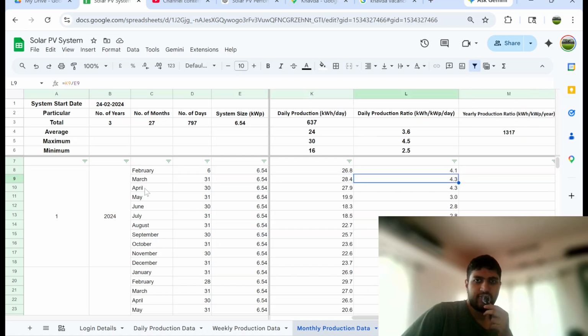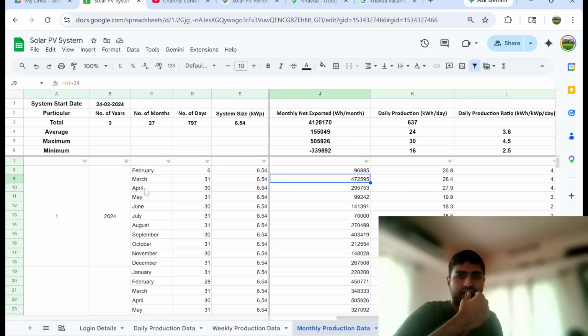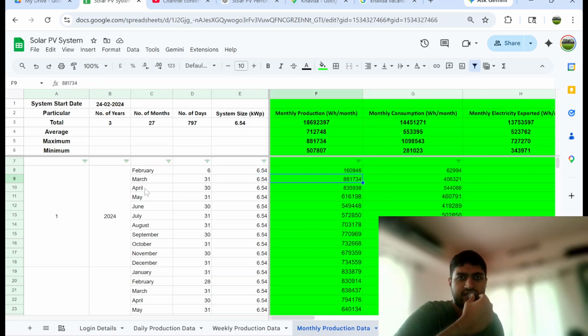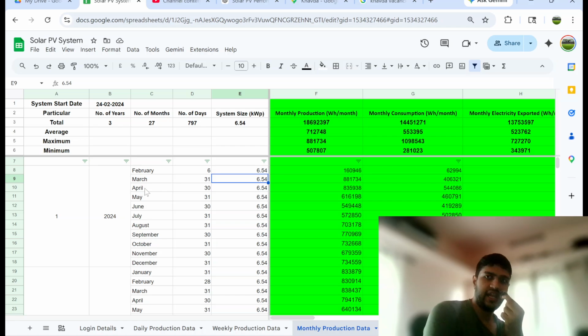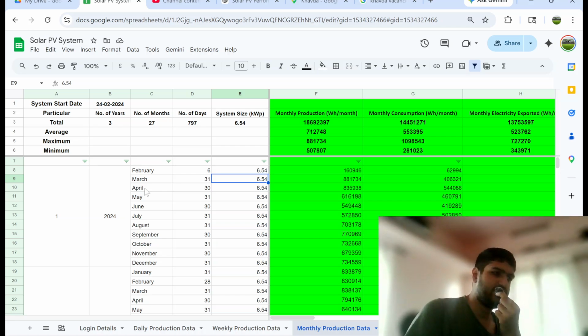Now, if we calculate the daily production ratio, the maximum has been 4.5 kilowatt hour per day, and the minimum has been 2.5, and the average is 3.6 kilowatt hour per kilowatt per day. So these are the values. So the production, consumption, export, and import gives you a typical idea of how much energy you are really producing and how much you're using in your particular house, and how much you will export. Is there anything of net export that you may benefit from or not?